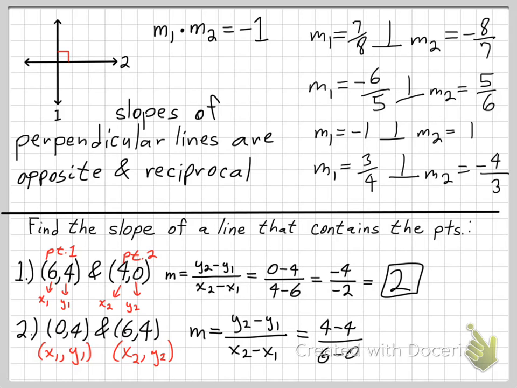Plugging in values, my y2 is 4, so that's where I get this 4 from. And you can pause this anytime if I'm going too fast for you. And then minus y sub 1, which is that 4. That's where you get this 4 from. And then over x2, that would be the 6, that's where I get this 6 from, minus x sub 1, which would be this 0, and that's where you get that 0 from. So, finishing off the math here, 4 minus 4 is 0 over 6. 0 divided by 6, of course, is 0. So these 2 points must have formed a horizontal line because I got a slope of 0. Okay?